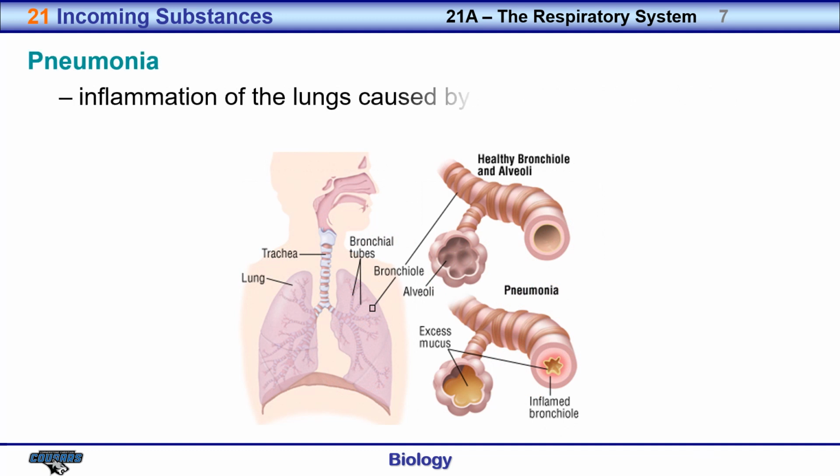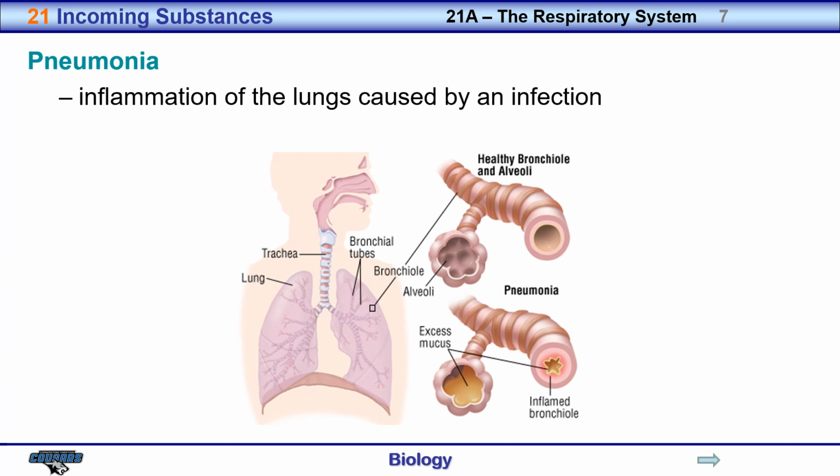And then pneumonia is another disorder of the respiratory system. Pneumonia is just an inflammation of the lung. It's usually caused by an infection. And there's different kinds of pneumonia. There's viral pneumonia and bacterial pneumonia. It causes the bronchioles to become inflamed, as well as mucus to fill up these alveoli. And you can see that's going to make it very difficult to breathe.